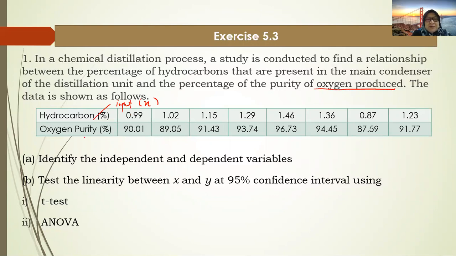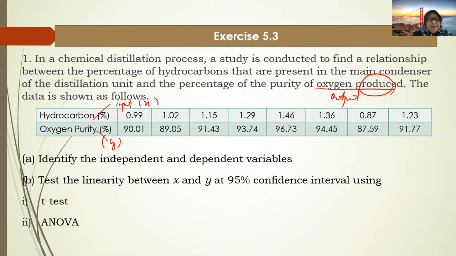Whereas oxygen purity is the percentage of purity of oxygen produced. So this will be the output, that means the dependent variable. This value depends on how much hydrocarbon you put in. So this one will be Y. Input, output. So X, hydrocarbons, is the independent variable, whereas oxygen purity in percentage is the dependent variable. So you can answer that part A.